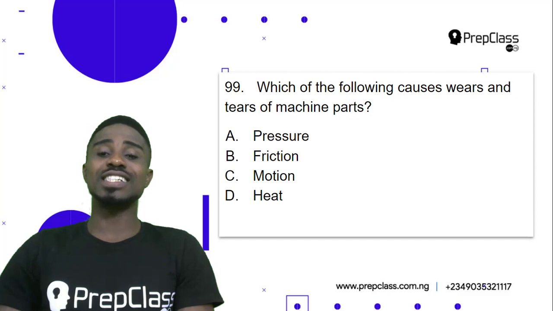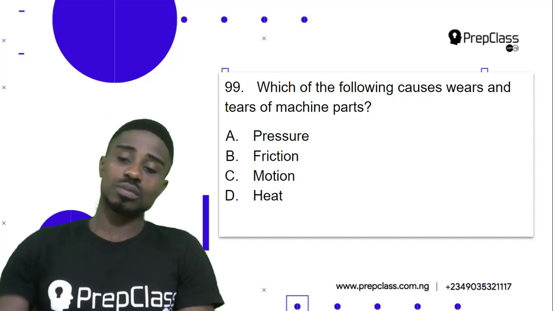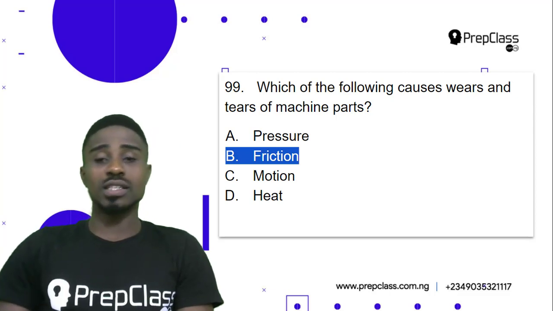So these are disadvantages of friction. Let's check it out. So question 99, option B, friction, is our correct answer. Let's look at the next question.